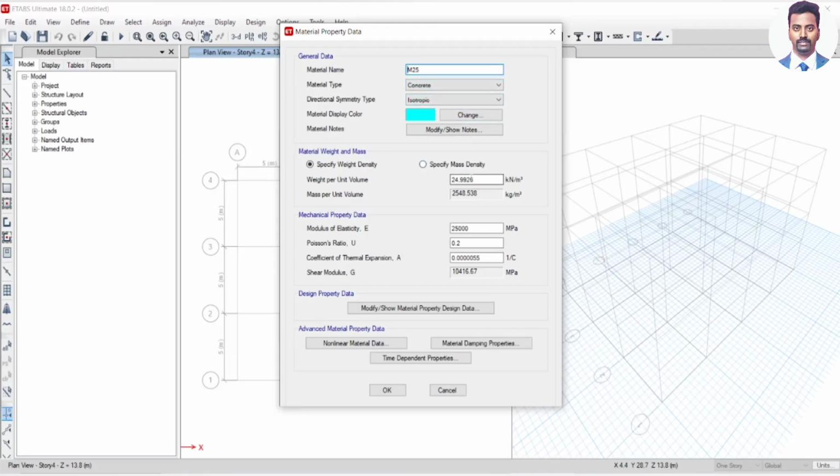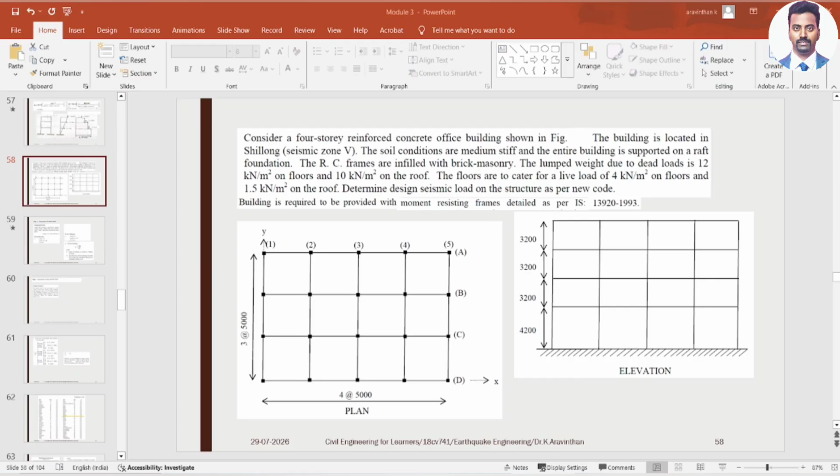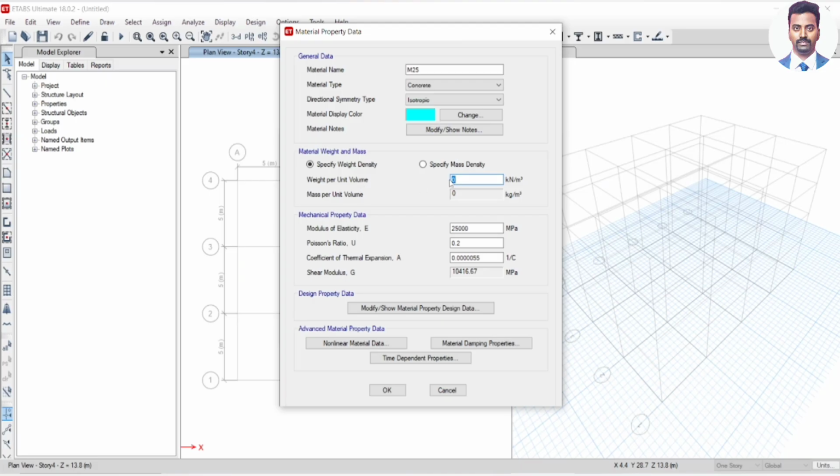For M25 the default values are given. Since we are neglecting the self weight, we can assume weight as 0. So in this problem you can see there is no self weight considered. When we are doing a dynamic analysis, self weight will be neglected and whatever the applied load is there will only be considered. Substituting 0 as the weight, even though the material is assigned, it will not have any weight. This is one of the methods to model.